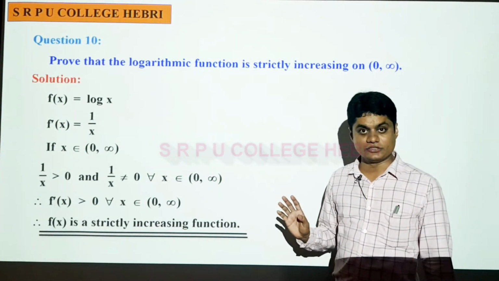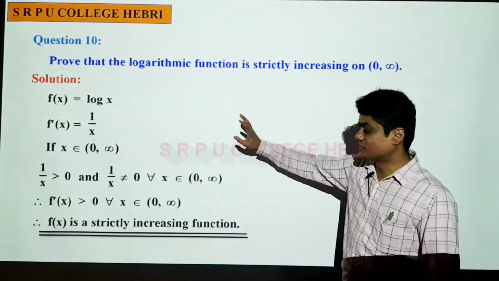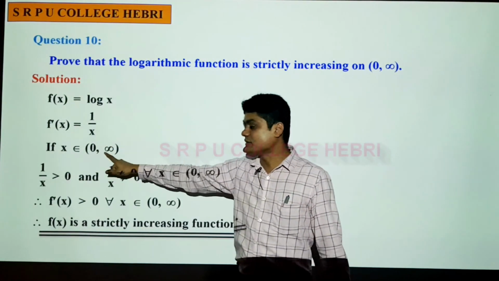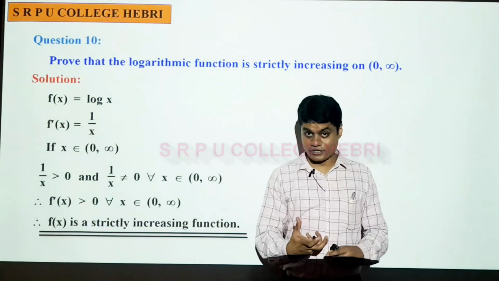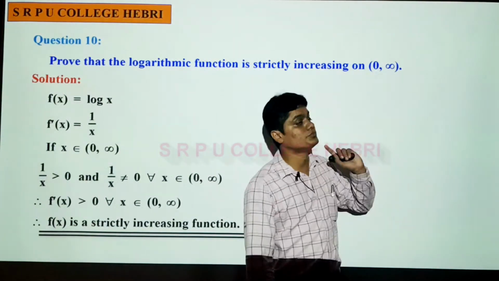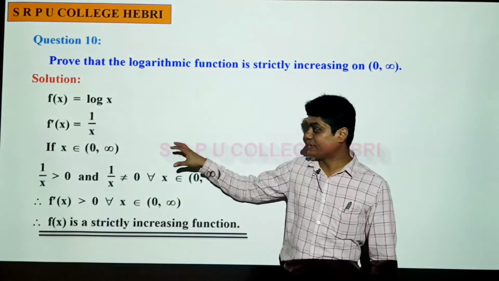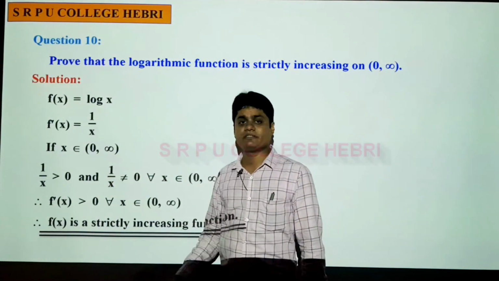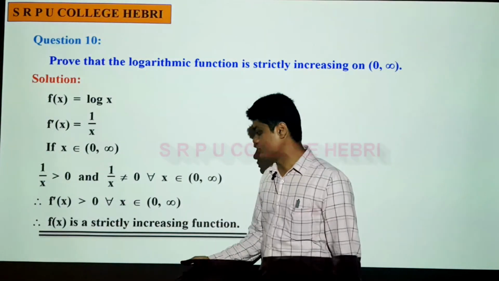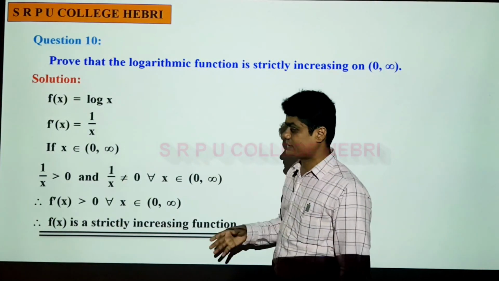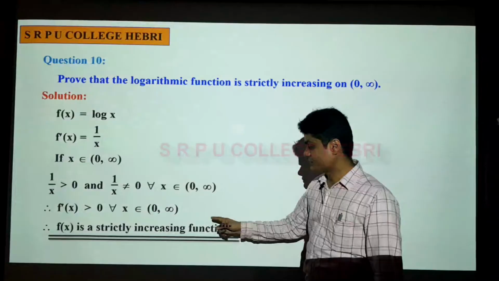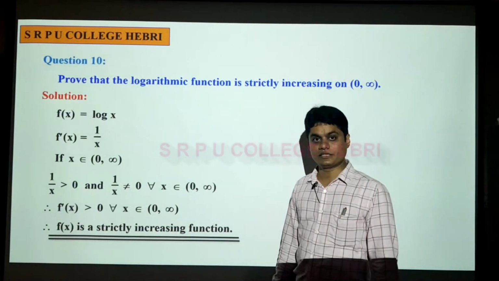Understood what I am telling? So a simple logarithmic function log x is given, differentiate it, and again use the same trick as the last problem, use the answer, that's all. So you have to prove that in the interval this function is strictly increasing. Use it. x belongs to 0 to infinity, what happens? 1 by x is positive, 1 by x will never be equal to 0 for every x belongs to that interval. So f dash of x is positive for all x belongs to 0 to infinity, a strictly increasing function. Understood? Thank you.